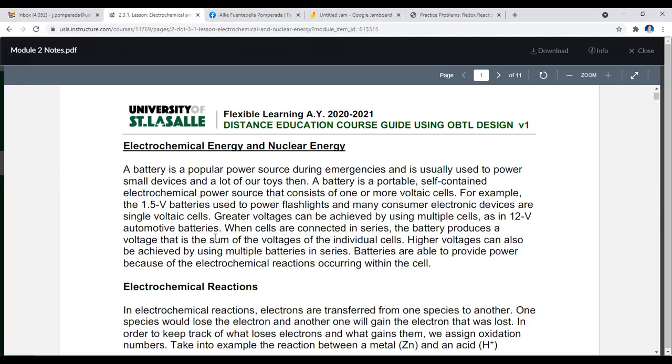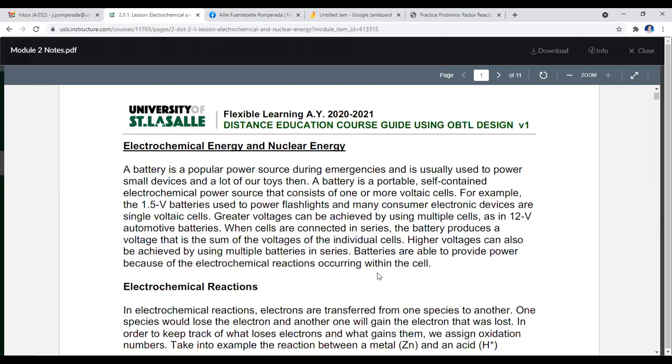When cells are connected in series, the battery produces a voltage that is equivalent to the sum of the voltages, of course, of the individual cells. Higher voltages can also be achieved by using multiple batteries in series. So if you have several cells already inside the battery, they can also be connected in series to achieve higher voltages.